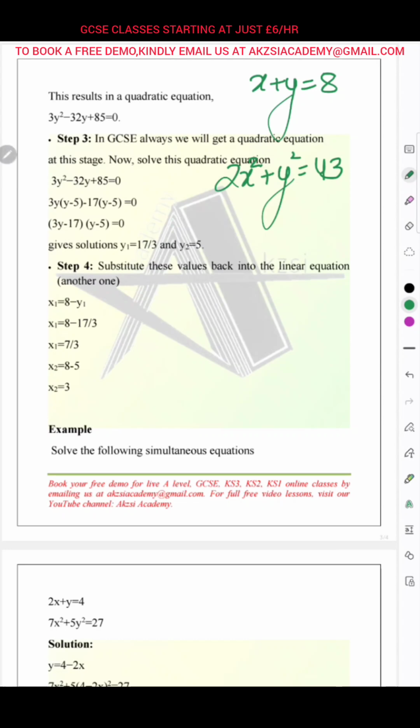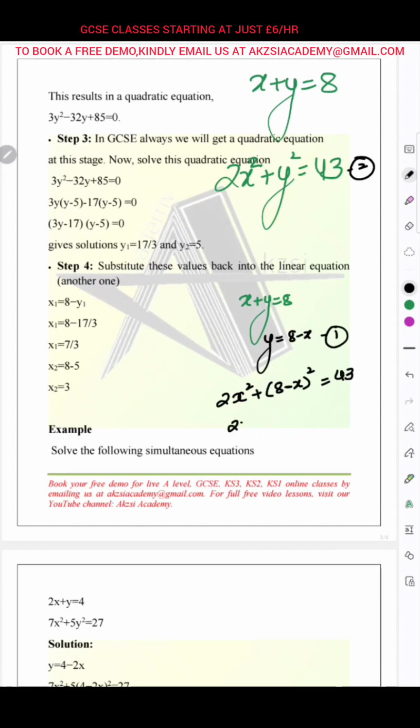From x plus y is equal to 8, I can start with any one. I can make any variable the subject. Let's say y is equal to 8 minus x. That's my first equation, and this is my second equation. I have to substitute this value here in the second equation. That's called substitution. You are substituting the values from one equation into another equation. So that will give me 2x squared, and in place of y I'll use (8 minus x) whole squared is equal to 43.